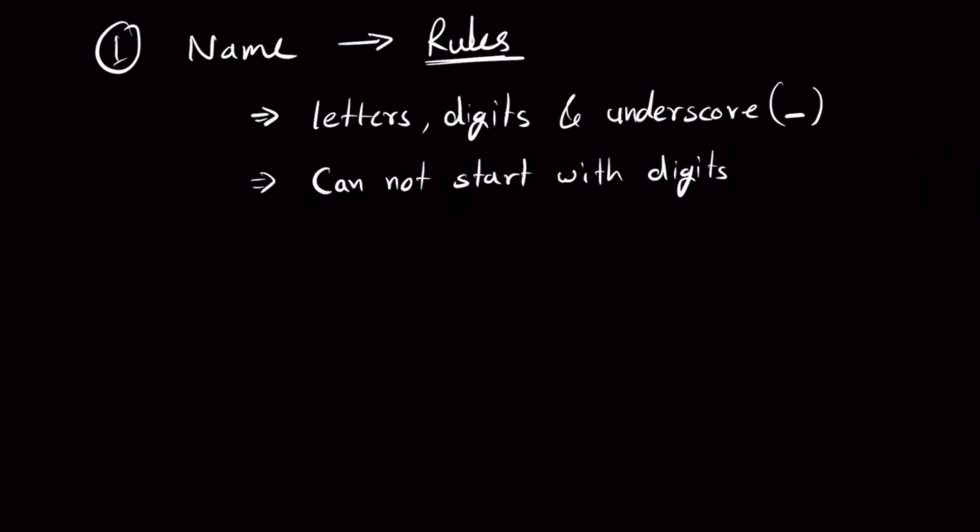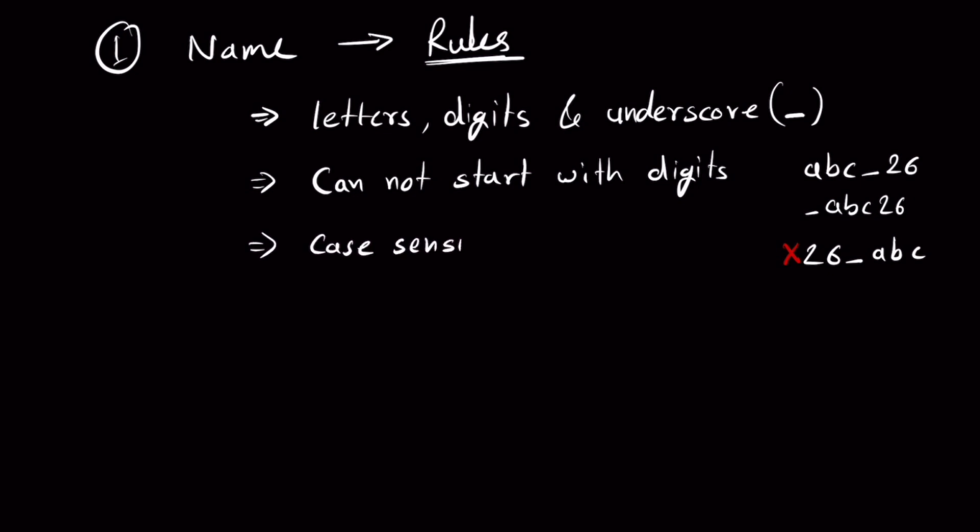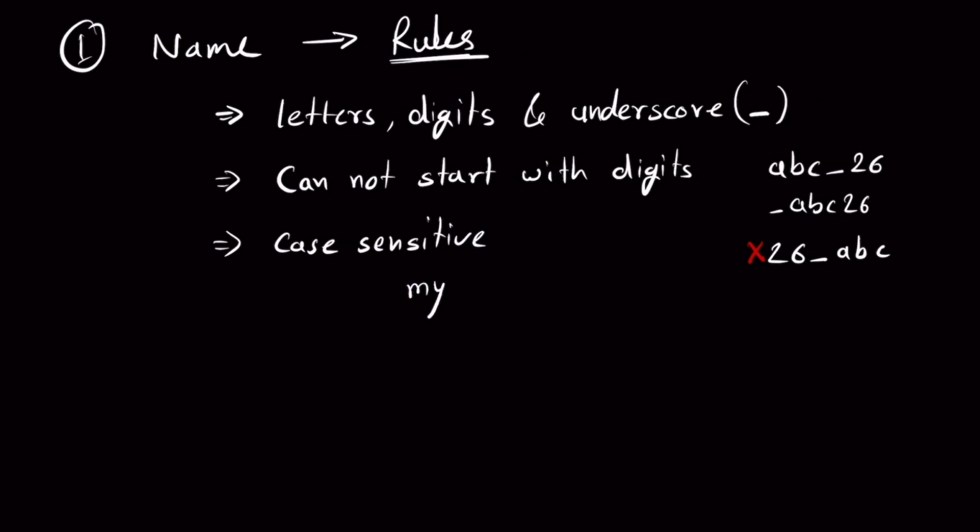For example, it can be ABC_26, it can be _ABC26, but it cannot be 26_ABC. So this is wrong. The third thing is names are case sensitive. For example, myvar is not equal to myVar. If you see here, these are the small letter and the capital letter. So both are treated as different variables.